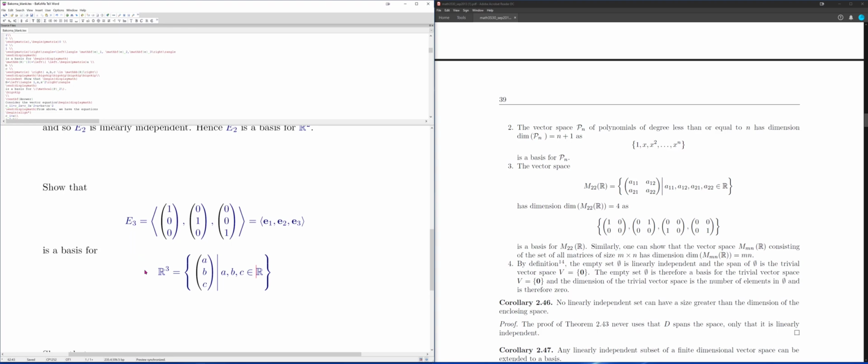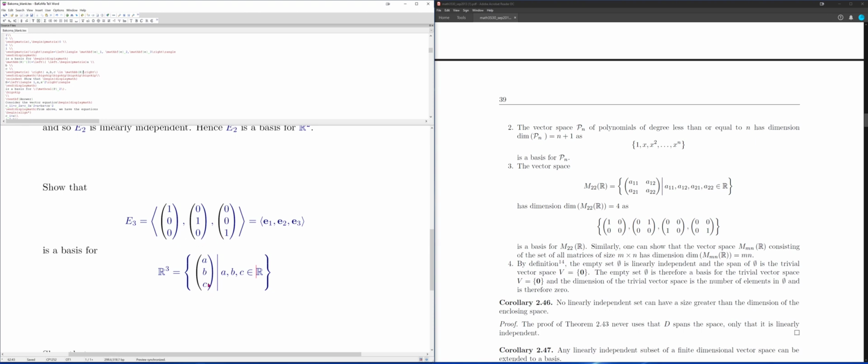Okay, so let's recall R3. R3 is the vector space of three-dimensional vectors, vectors with 3 components, and it's all possible vectors like this. So you're free to choose whatever a, b, and c that you want. The standard basis for R3 is what you get by putting 1 in your first position and 0 everywhere else. Likewise, for your second vector, you put 1 in the second position and 0 everywhere else. And then for the third vector, 1 in the third position and 0 everywhere else.